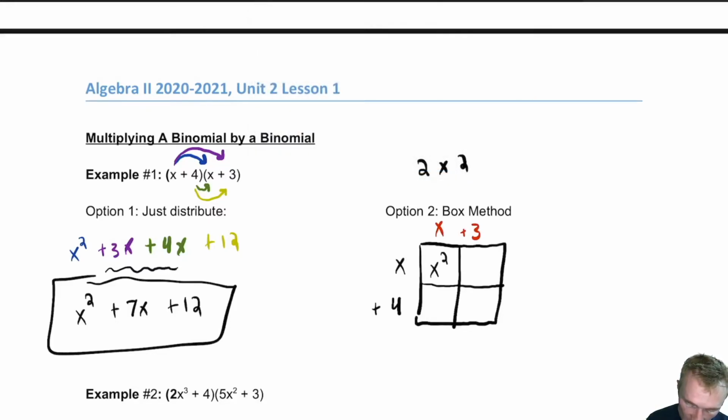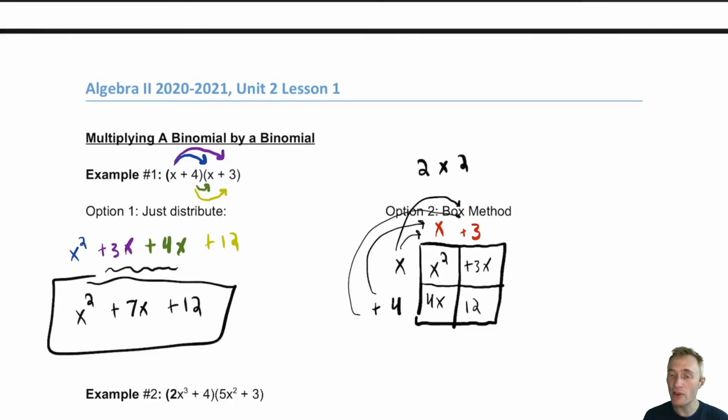X times x is x squared. X times 3 is plus 3x. 4 times x is 4x. And 4 times 3 is 12.